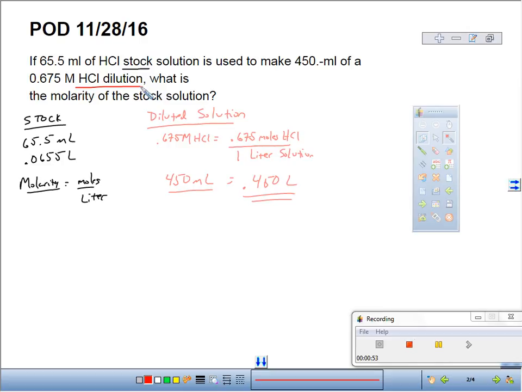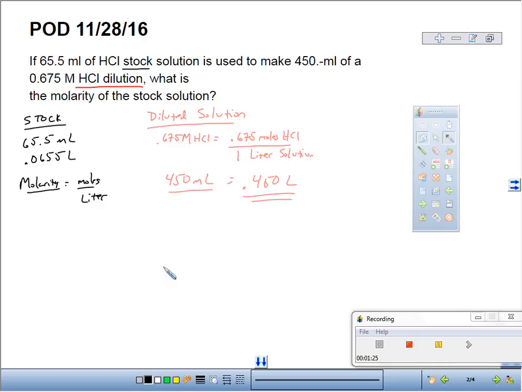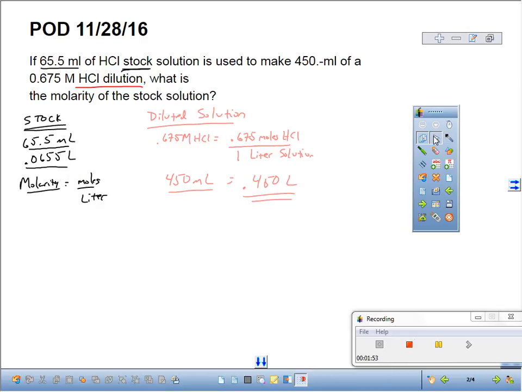Okay, so let's first talk about everything we know about the stock solution. So step number one, we said, let's figure out everything we can about this. Our stock is very concentrated. It's 65.5 milliliters of HCl. So in the stock down here, we put down everything we know, 65.5 milliliters, and what I immediately did was to transfer that to 0.0655 liters.